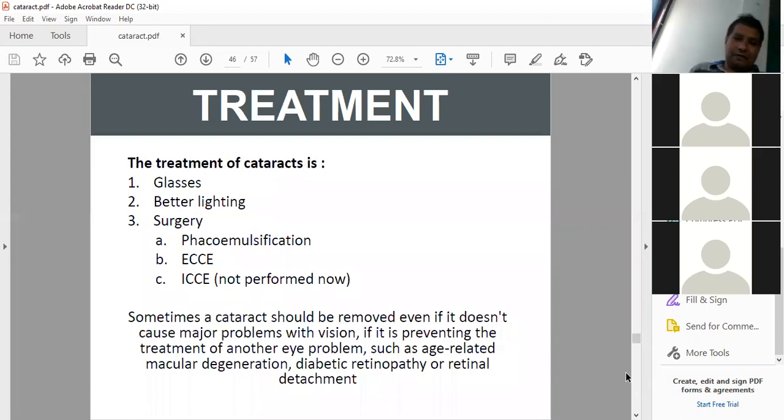Basically, in the initial stages of cataract, we can try to change the glasses and prolong the surgery, but the definitive treatment is surgery only. We can also advise the patient to use better lighting for seeing. So these are the types of surgeries that we have to remove.